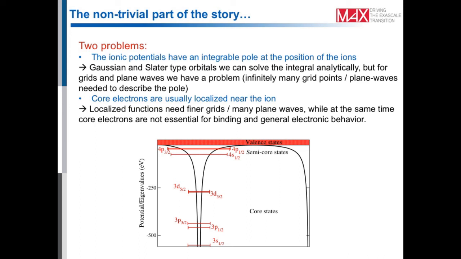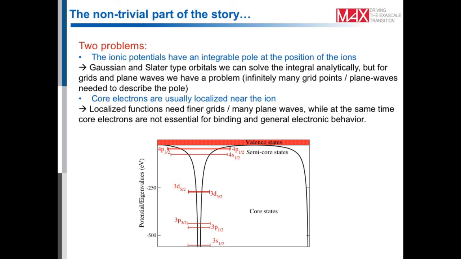The second part is that you have the core electrons, which are usually very localized. They are close to the ion. And localized functions always need finer grids, or they need more plane waves to describe. At the same time, these core electrons are really doing nothing. They are sitting in there and not moving much, and they don't really participate in the binding and general electronic behavior. So these would be the core states in this picture here.